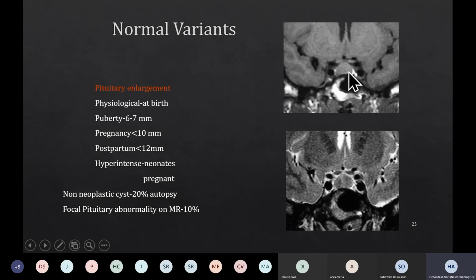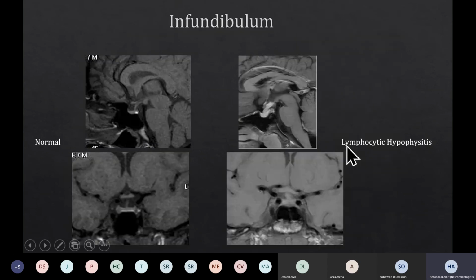The other important variation to highlight is a slightly bulky appearance, where it becomes more convex superiorly like here, and it can in fact abut the optic chiasm as I've shown over here. And this typically occurs in women, in young ladies around puberty, in the pregnancy, and in that early postpartum period, when the pituitary gland becomes hyperplastic and can actually start bulging superiorly.